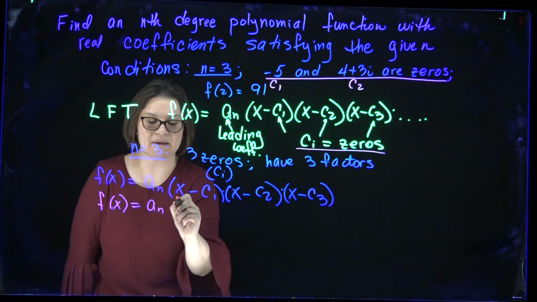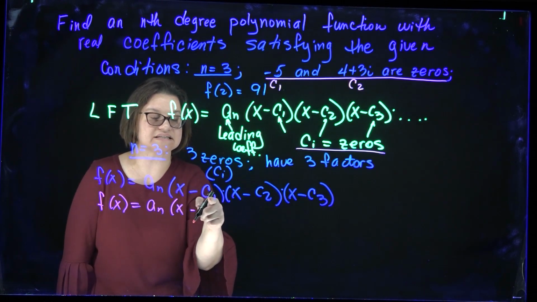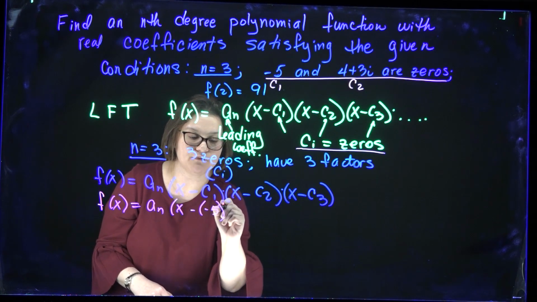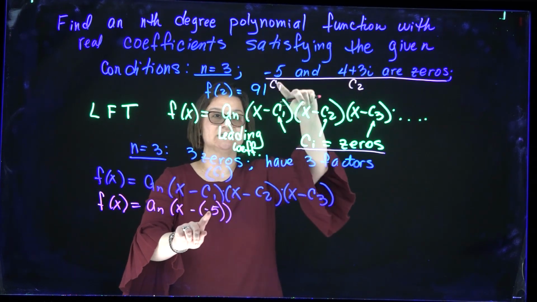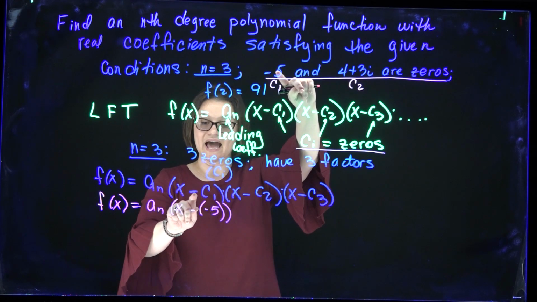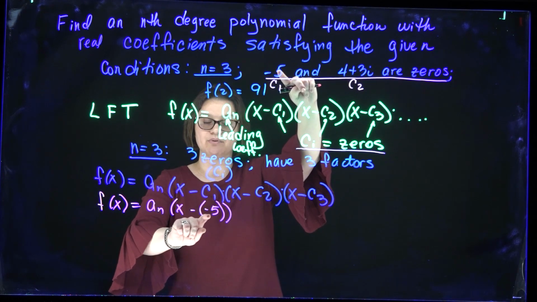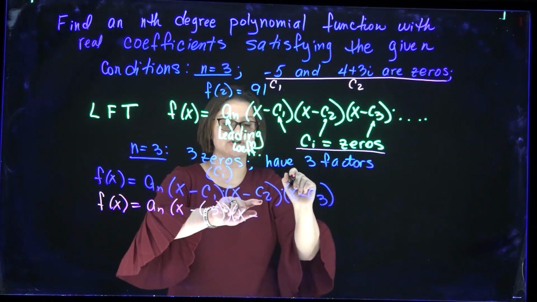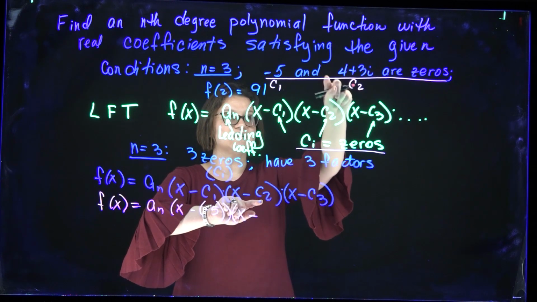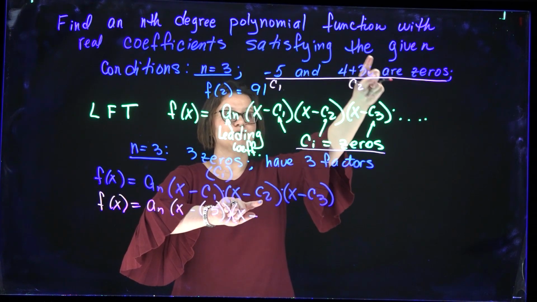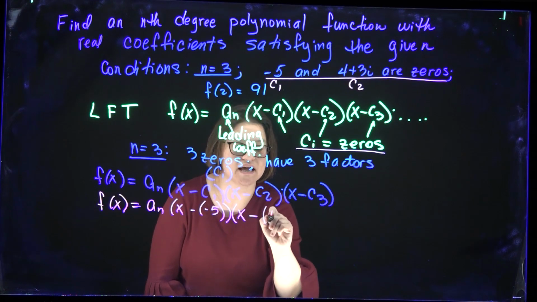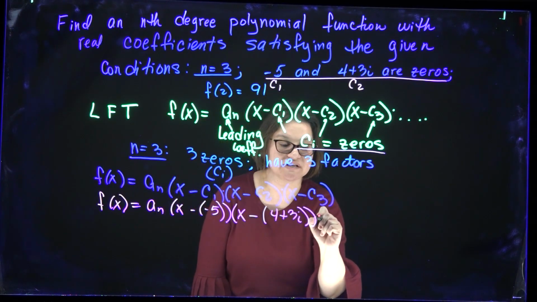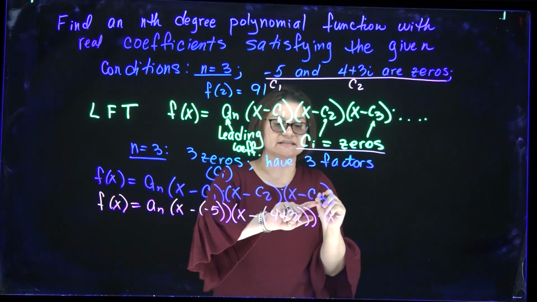Leading coefficient a sub n times x minus c1. c1 is -5. Okay, now a few things to keep in mind. Notice how my zero was a negative, and I have a negative in my problem. Notice how I put my c in parentheses. x minus c2. c2, look at this particular zero, 4 plus 3i. Let's put that in parentheses. Okay, and then we'll have times x minus c3.